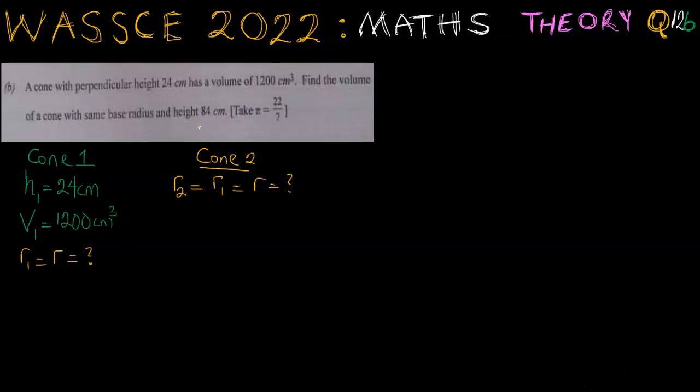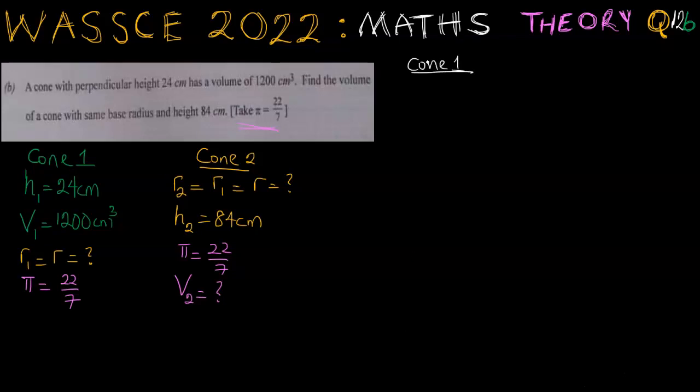The height of the second cone is 84 centimeters. This is going to be h sub 2 equals 84 centimeters. Of course, we are asked to take pi as 22/7, so in both instances, pi is 22/7. And of course, this cone is also going to have a volume. I'm going to call that v sub 2.